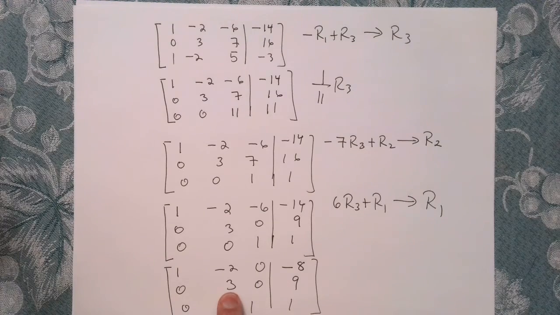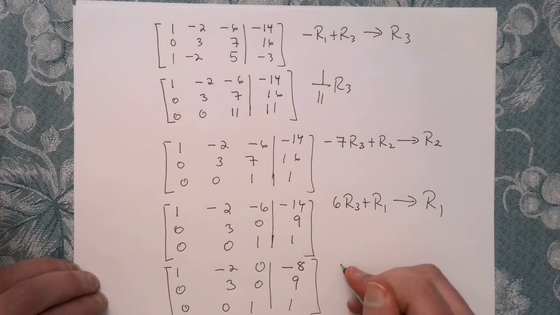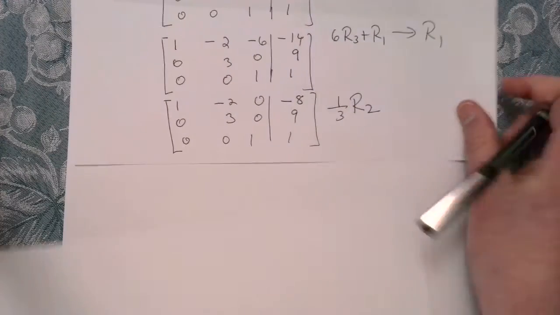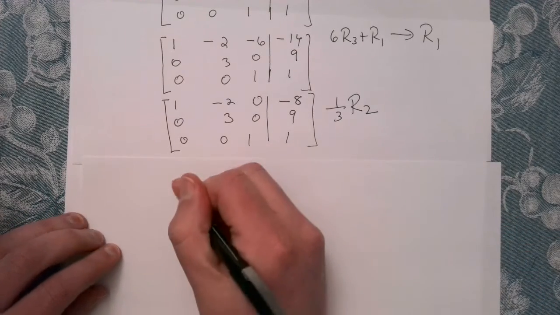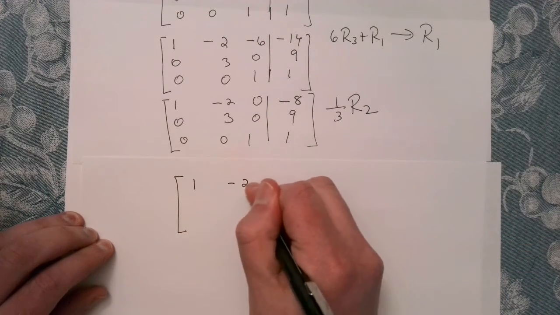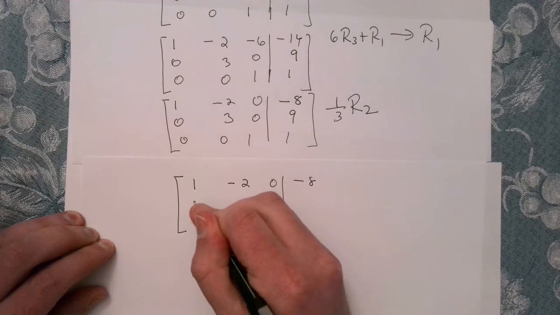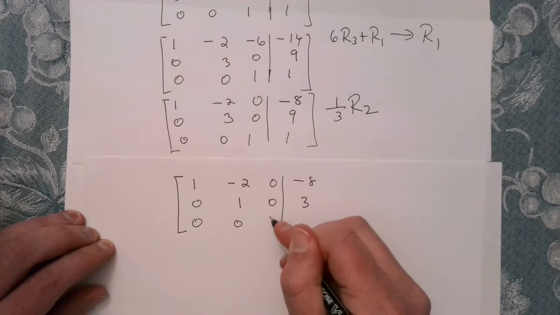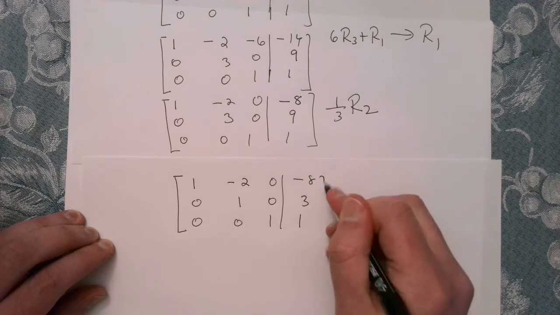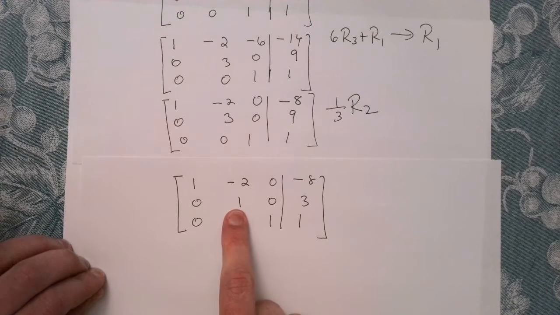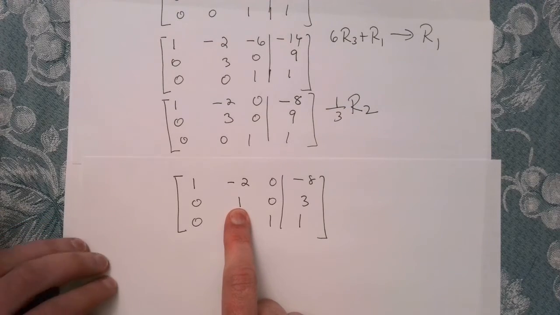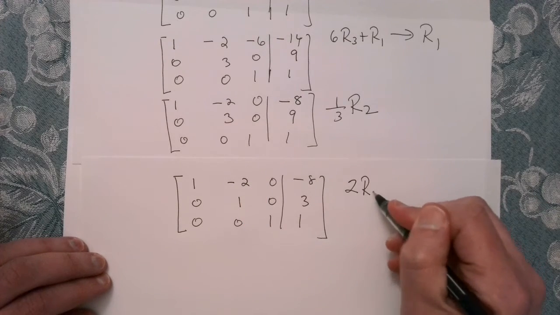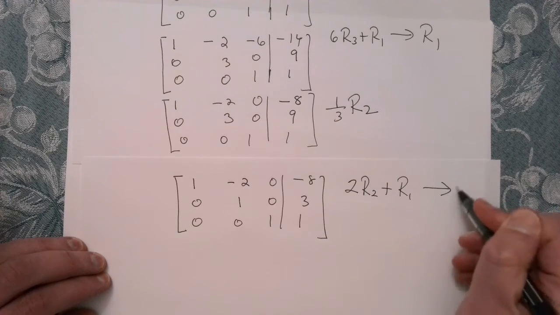Okay, so I've got a pivot position right here. Let's go ahead and get the leading 1 there. So 1/3 of row 2. So row 1 stays the same. And for row 2, we've got 0, 1, 0, 3. And then row 3 was 0, 0, 1, and then 1. So great, we've got this leading 1 here. Let's go ahead and finish out the reduced row echelon form by getting a 0 in that position right there. So let's do 2 times row 2, add that to row 1, and that sum will replace row 1.